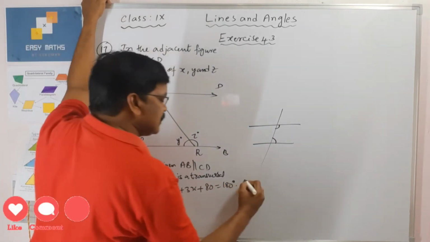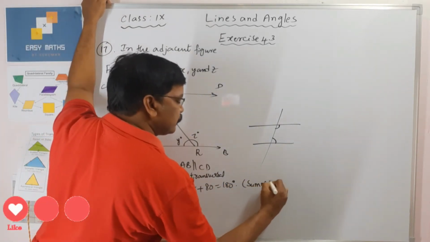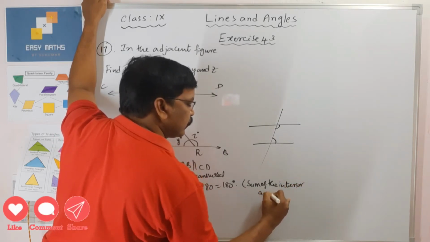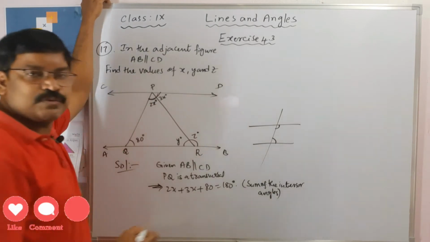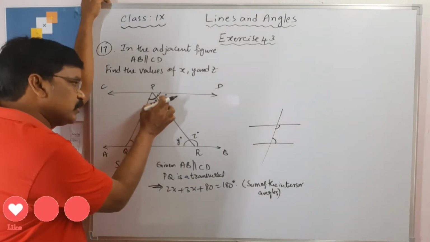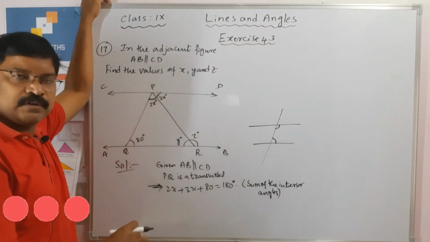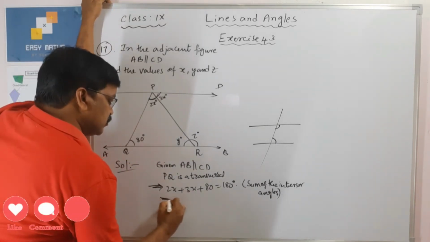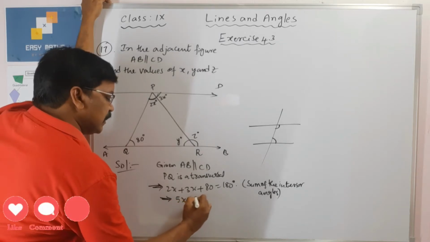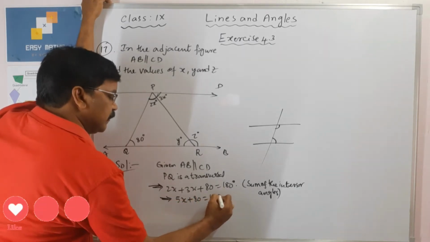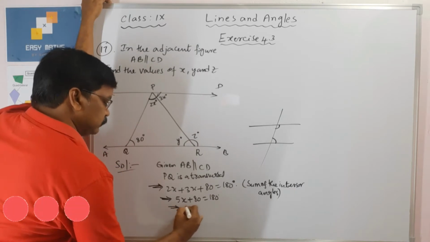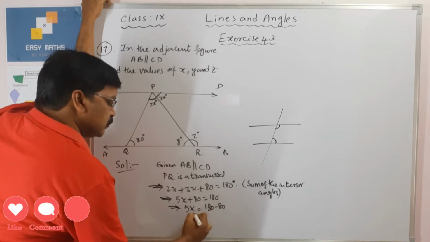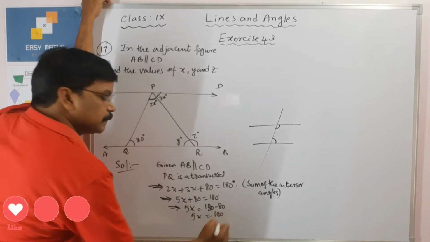The reason is sum of the interior angles on the same side of the transversal are supplementary. That means this 2x plus 3x and this 80 is equal to 180 degrees. So this implies 5x plus 80 is equal to 180. So 5x is equal to 180 minus 80. So 5x is equal to 100.